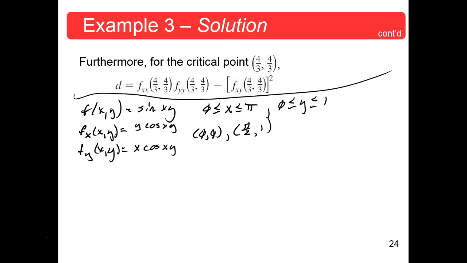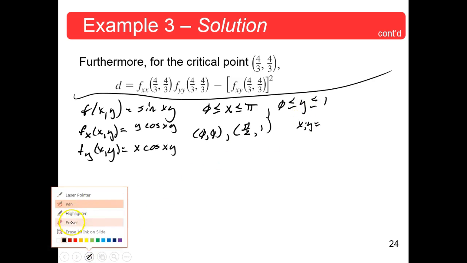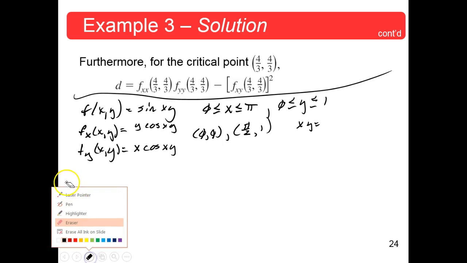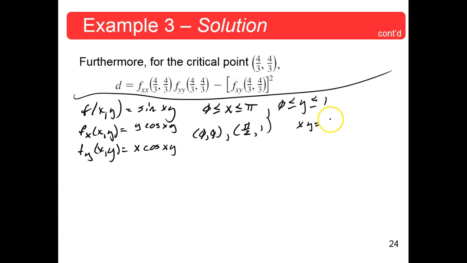Those are at least 2. Let's stop at those 2 for right now. It's basically anywhere that x, y is equal to x times y. This is ugly. Anywhere xy is equal to pi halves. Okay, that's the only place because anywhere outside of there it's not.